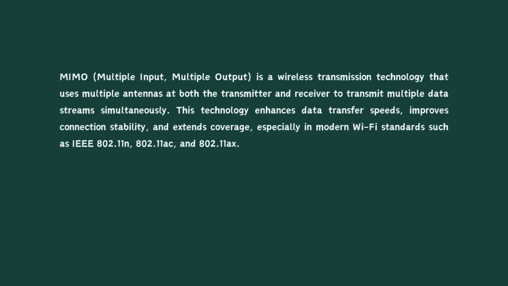MIMO, multiple input, multiple output, is a wireless transmission technology that uses multiple antennas at both the transmitter and receiver to transmit multiple data streams simultaneously. This technology enhances data transfer speeds, improves connection stability, and extends coverage, especially in modern Wi-Fi standards such as IEEE 802.11n, 802.11ac, and 802.11ax.